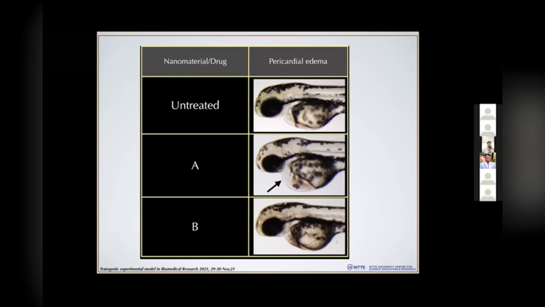So again, here is one snapshot, you can see two compounds, A and B. Even if you are not working with zebrafish, if I'm showing you these three photos, you can make out that the one in the middle has something wrong because there is a big edema of the heart, or pericardial accumulation of fluid. The upper one and the lower one seem to be normal. Next slide.